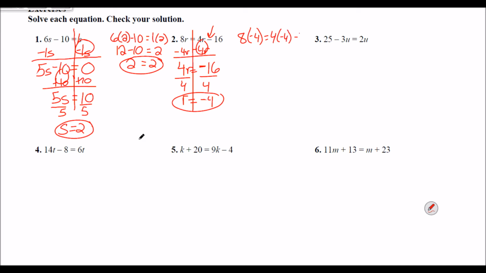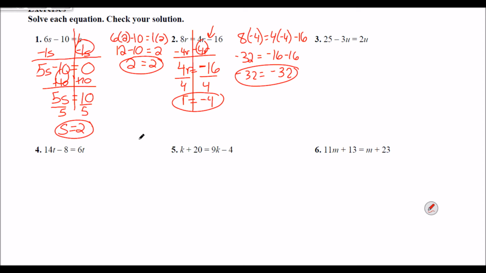So on the left side, I've got 8 times negative 4, which gives me an answer of negative 32. On the right side, I would take 4 times negative 4, which is negative 16, and subtract 16, which also gives me negative 32. So because the left side and the right side of the equation are equal to each other, that tells us that we are correct with number 2.